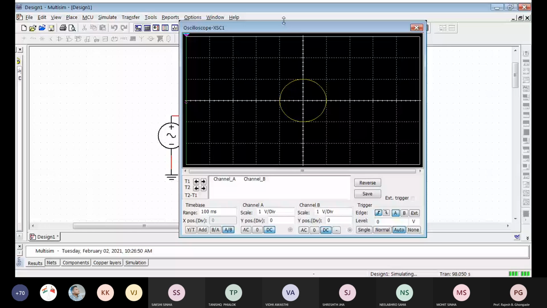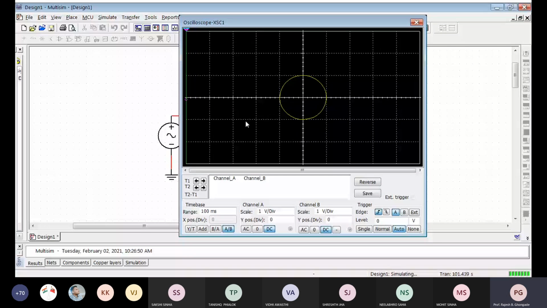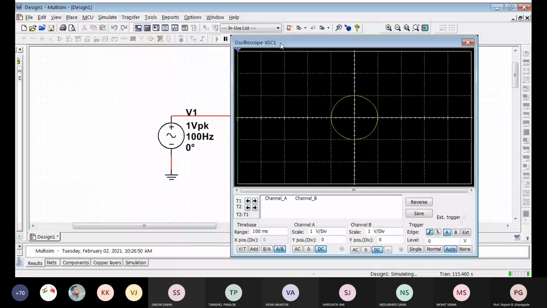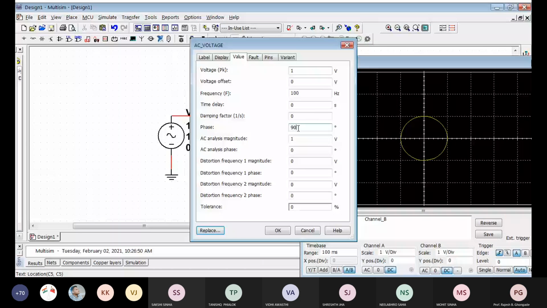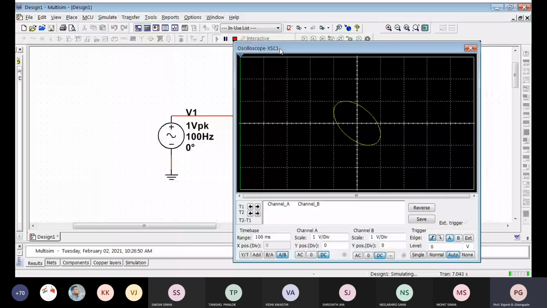Guys, whenever there is a circle, it is a phase shift of 90 degrees. What if the phase shift is different? Let us see. If I introduce a phase shift, it is no longer a circle, it is an ellipse. Are you able to understand this? Guys, we'll just enlarge that ellipse.